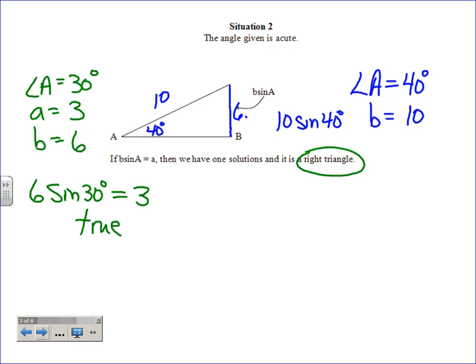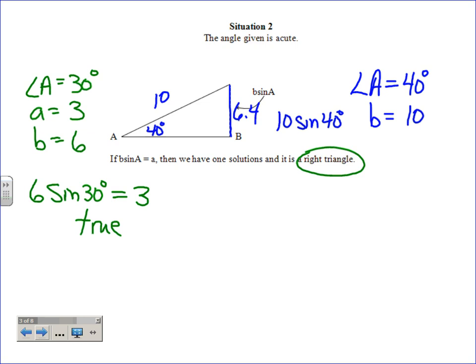So if this is 6.4 right there, guess what? How many answers does this have? It has 1, and we already know it's a right triangle. Guaranteed. If it's something other than 6.4, that's when we're going to have a problem.